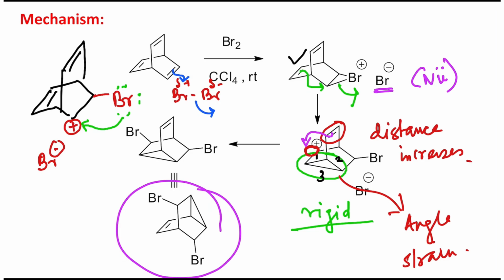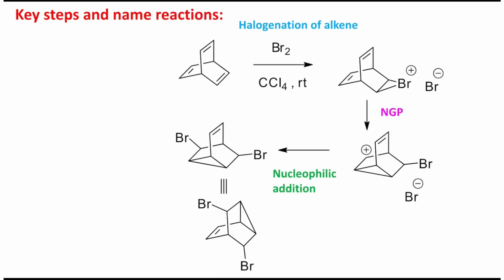And by the way, I have represented this molecule in a different way. Your question may do this thing. So that's why this relative numbering case is very useful. Please remember this strategy. Now, what are the key steps and name reaction associated here?